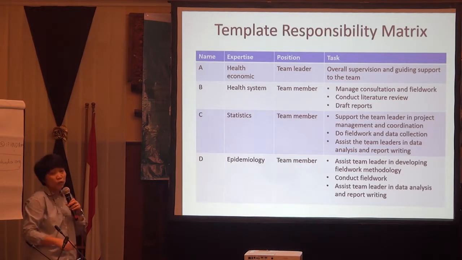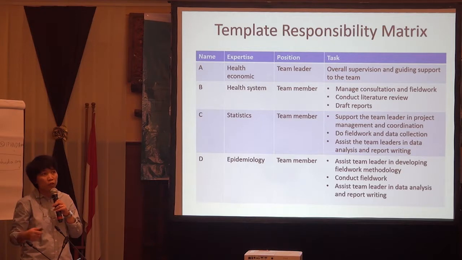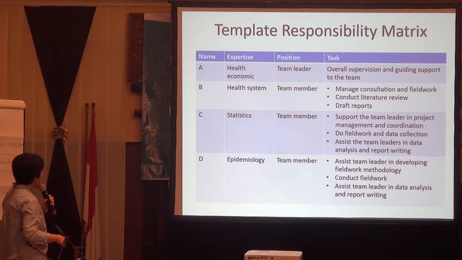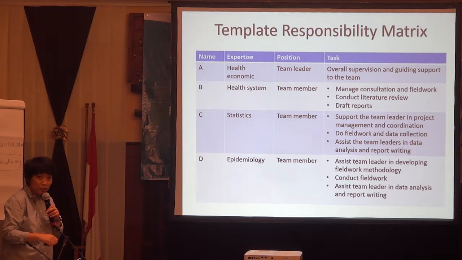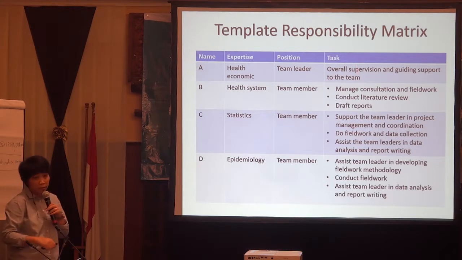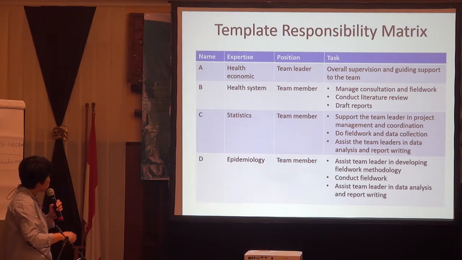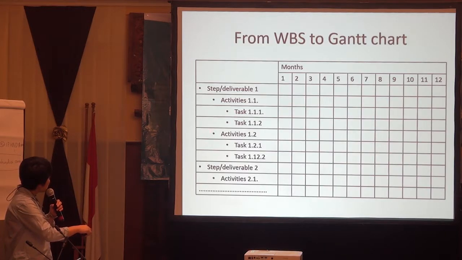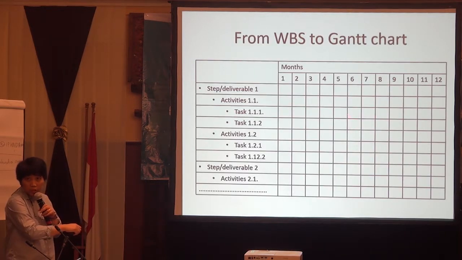So this one, maybe you think you need someone with certain expertise. You make a matrix like this, and then think about the position in the organization in your project, as well as the tasks. What actually is in the tasks? So you can somehow link the tasks with the tasks that you mentioned in the Gantt chart.